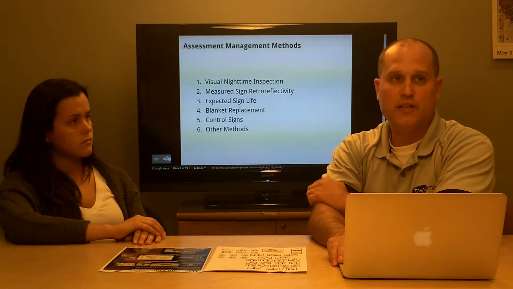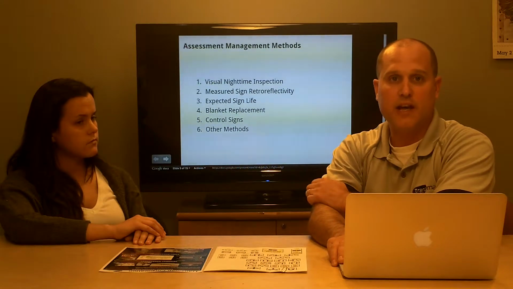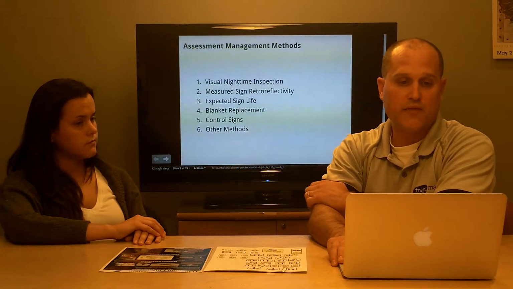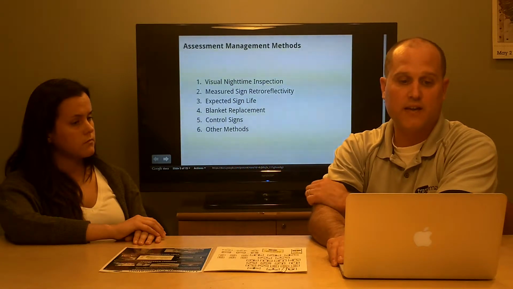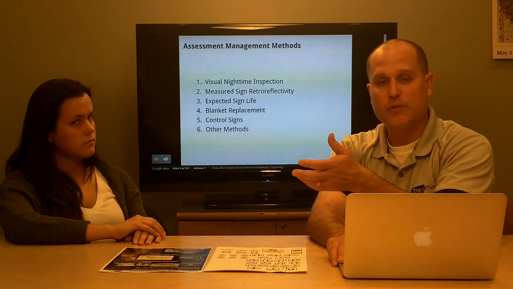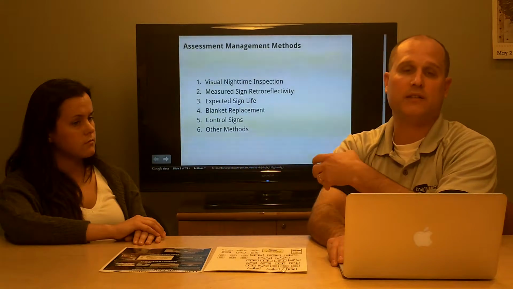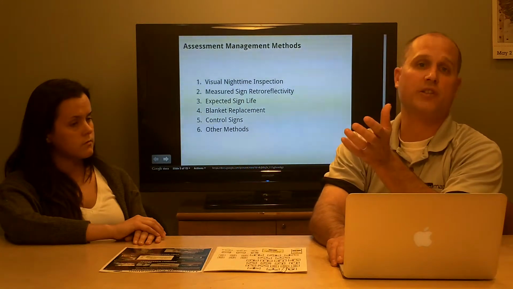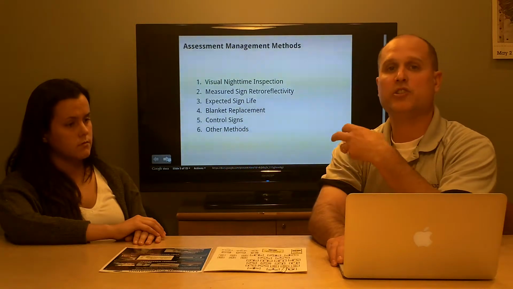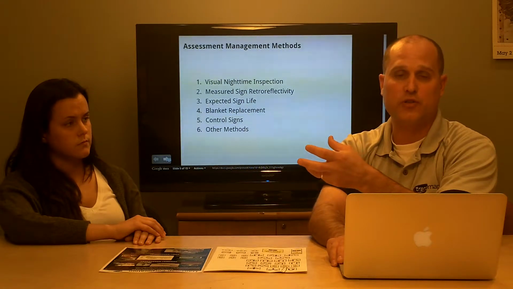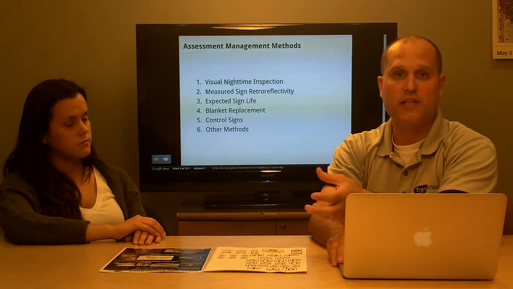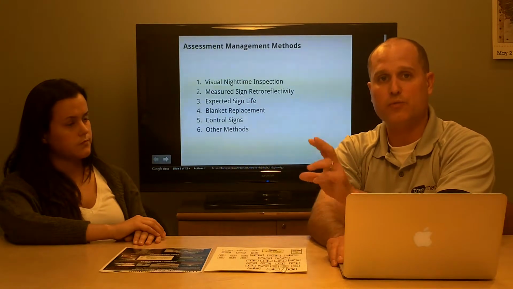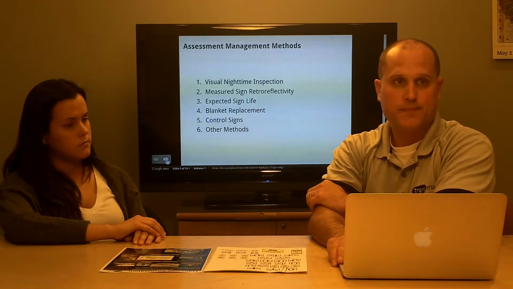There are some methods here in the MUTCD 2009 manual: visual nighttime inspection, sign retroreflectivity, expected sign life cycle, blanket replacement. So there's a lot of different ways to go about this. They're not saying, hey, go out and start replacing all your signs. That's not what they mean. They want you to start looking at dates of when signs were constructed. They want you to start looking at what kind of sheeting you have on your signs and what the life cycle of your signs is. So those are important things you want to think about.